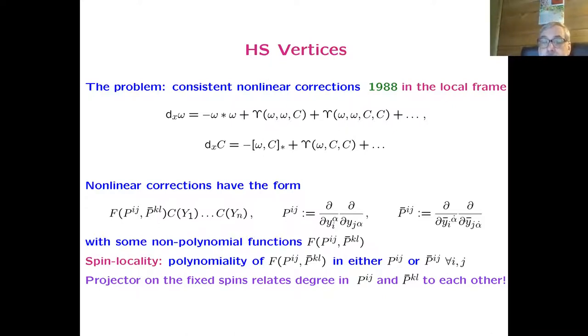This is spin locality. So the relaxed condition is that we're looking for these vertices such that these differential operators would be polynomial in at least the holomorphic or anti-holomorphic sector. And this is what is possible to do.